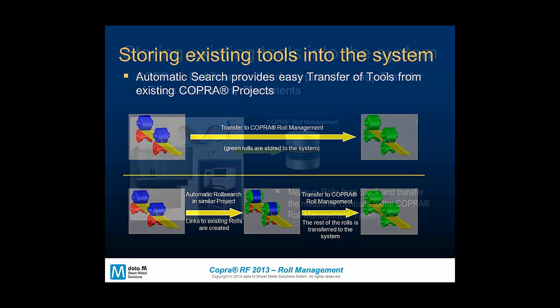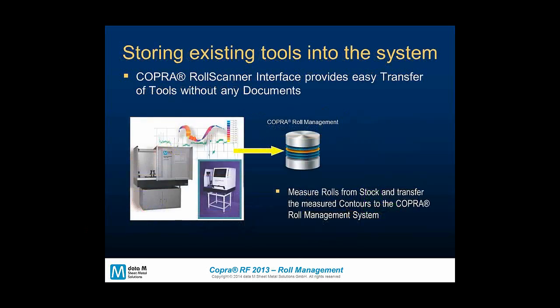So let us consider how to gather the role data itself from the role. For those of you who are lucky enough to have a COPRA role scanner, we have an interface which provides easy transfer of tools without any documents directly to the COPRA role management system. So the role geometry and contour can be extracted directly from the role scanner and stored there. And ultimately these can then be fed back into new designs during the design stage when we conduct a search.